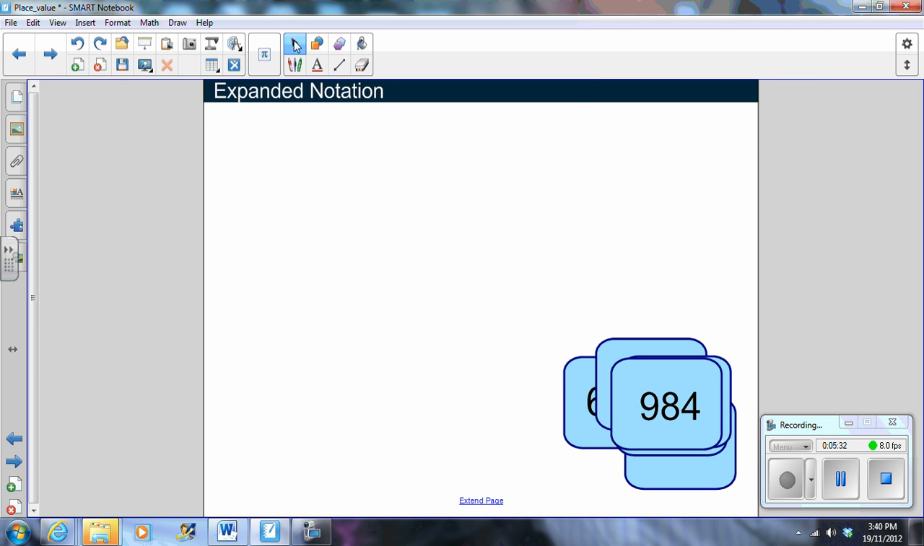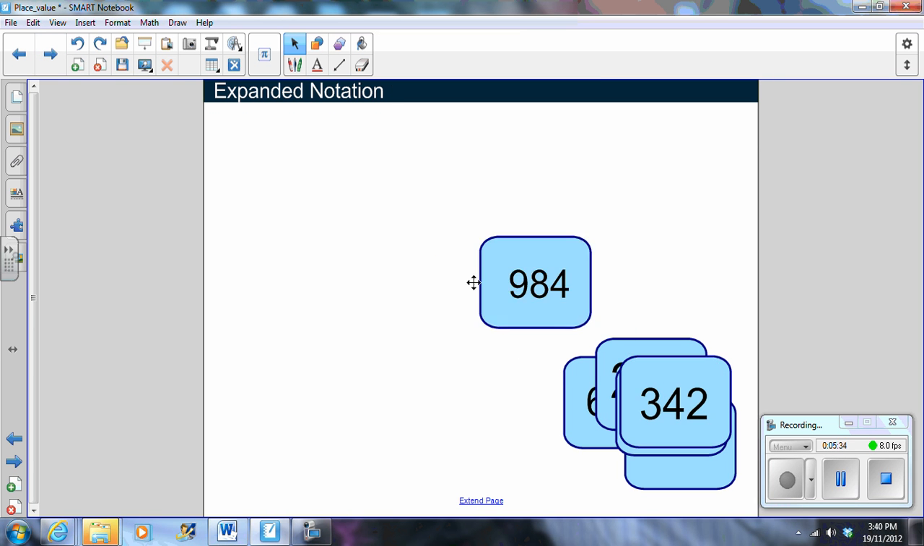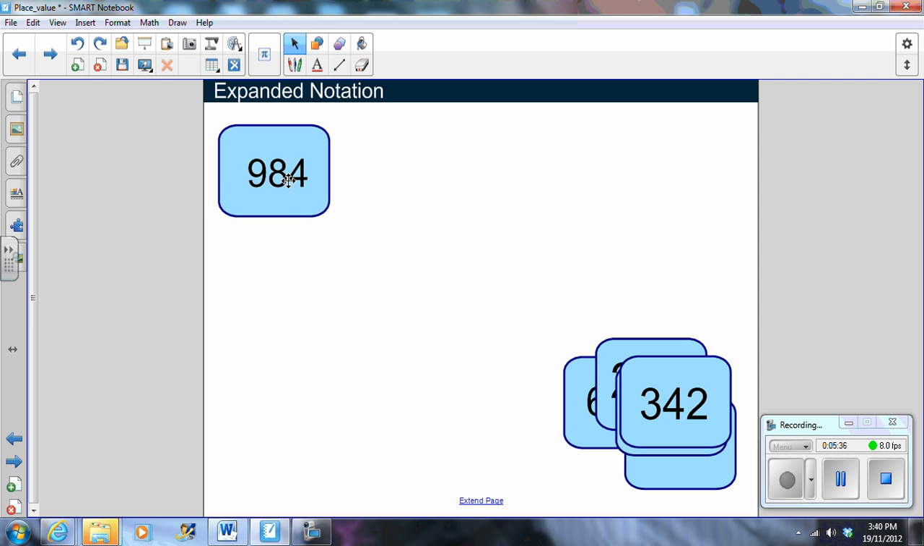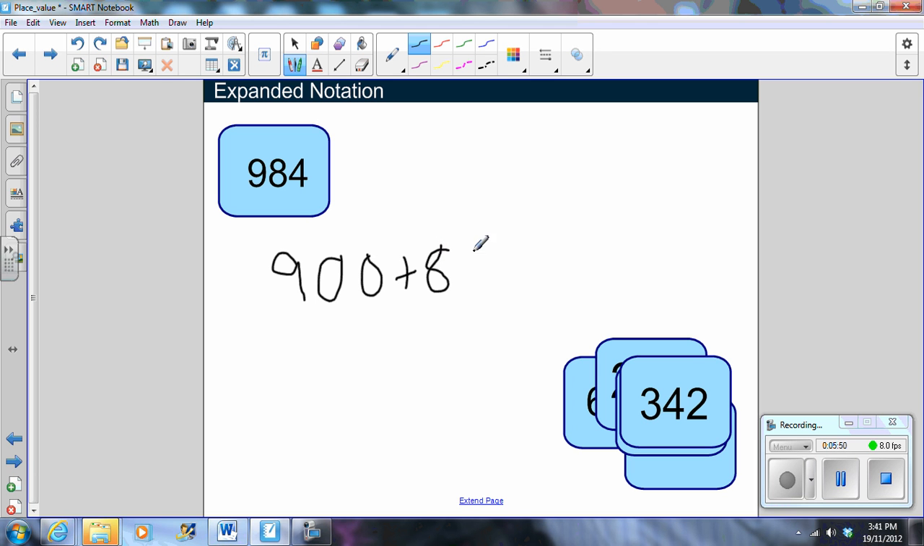We've also looked at expanded notation here. So if I drag across a number, the number is 984. I can write that as 900 plus 80 plus 4 equals 984.